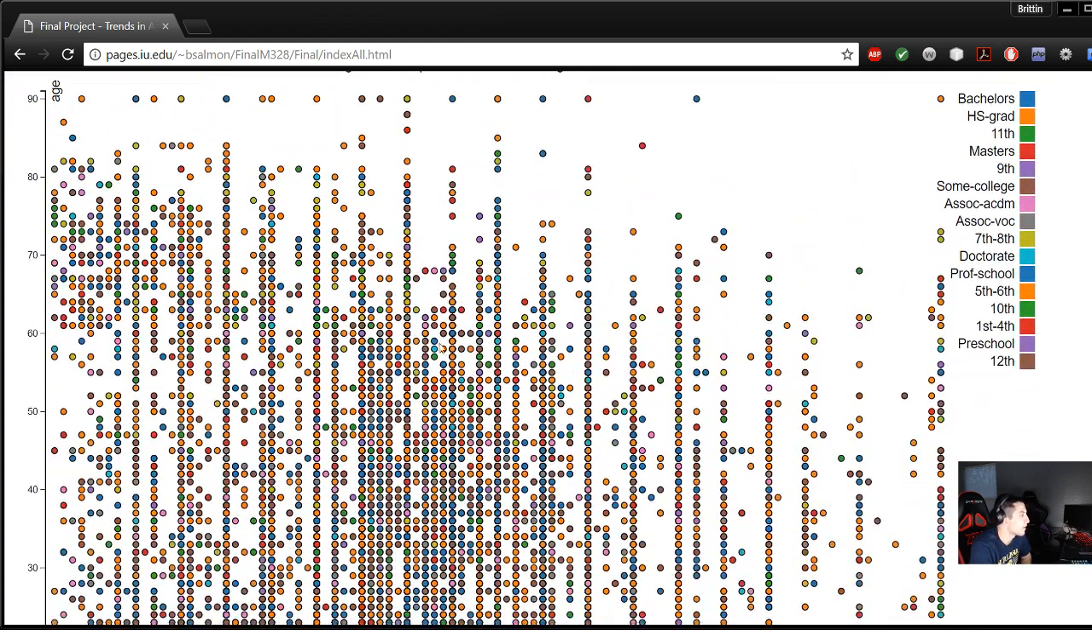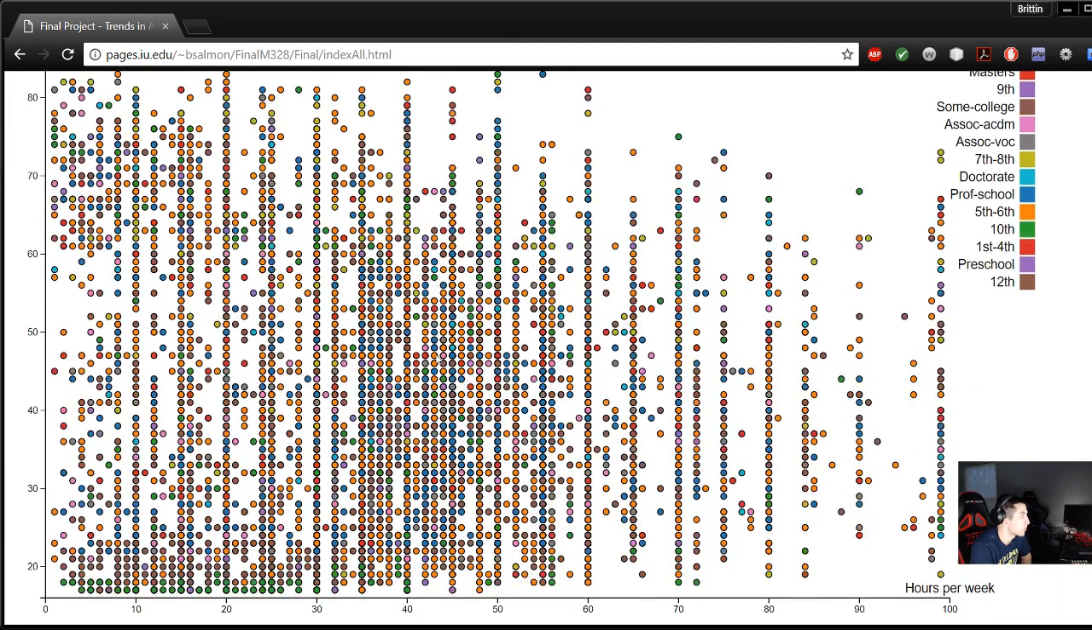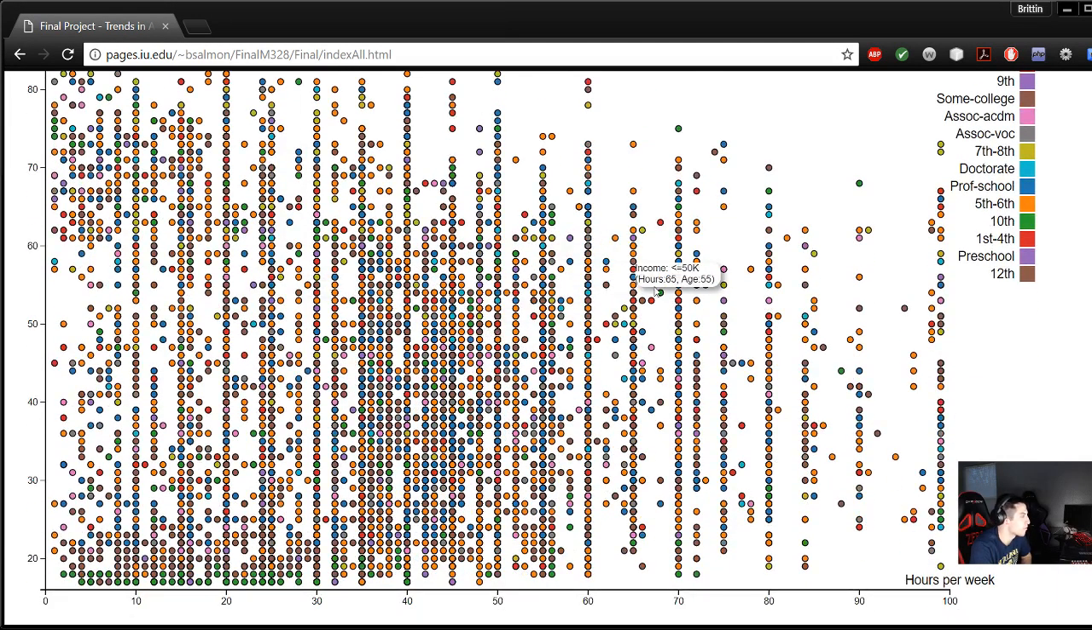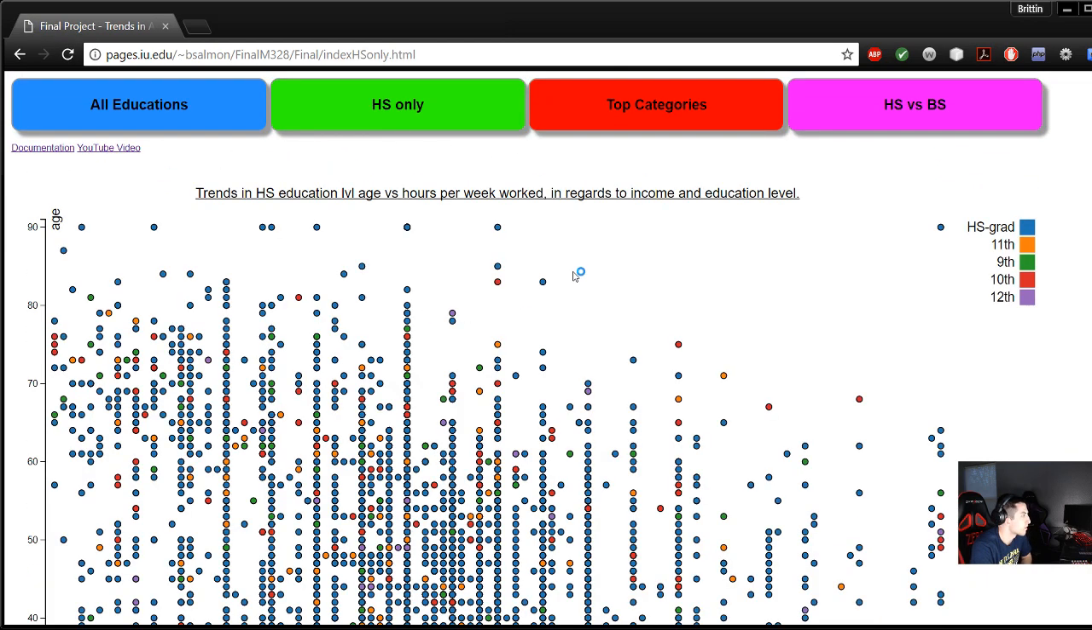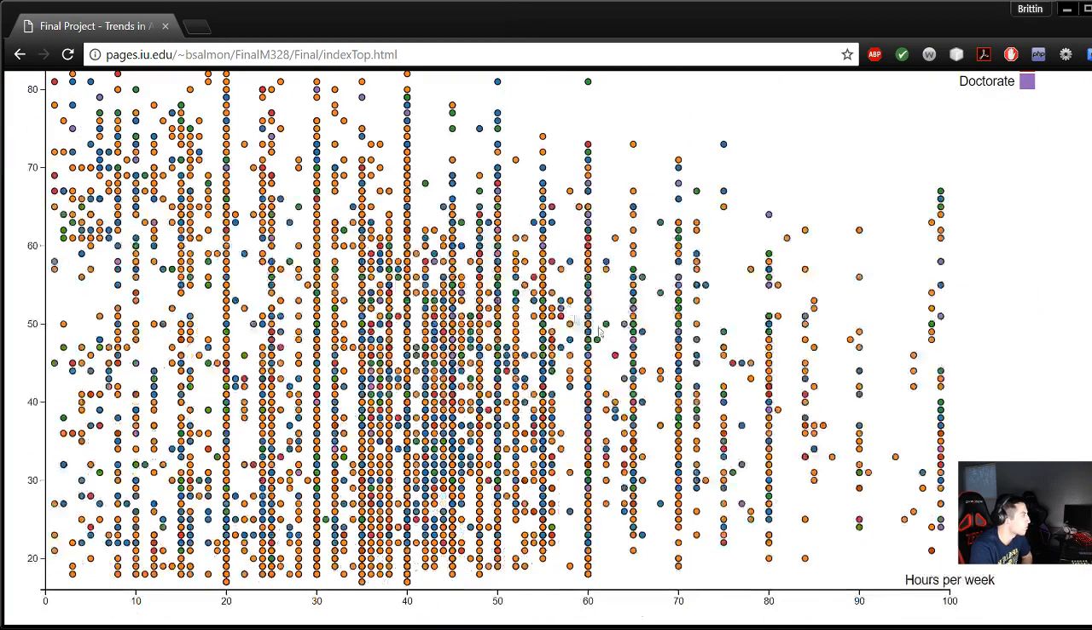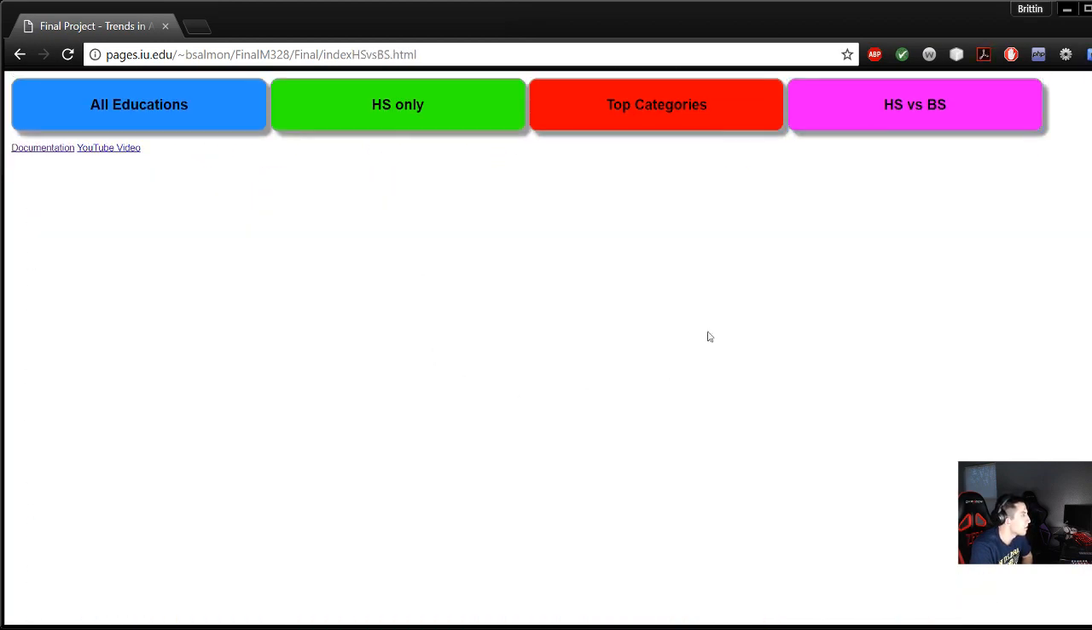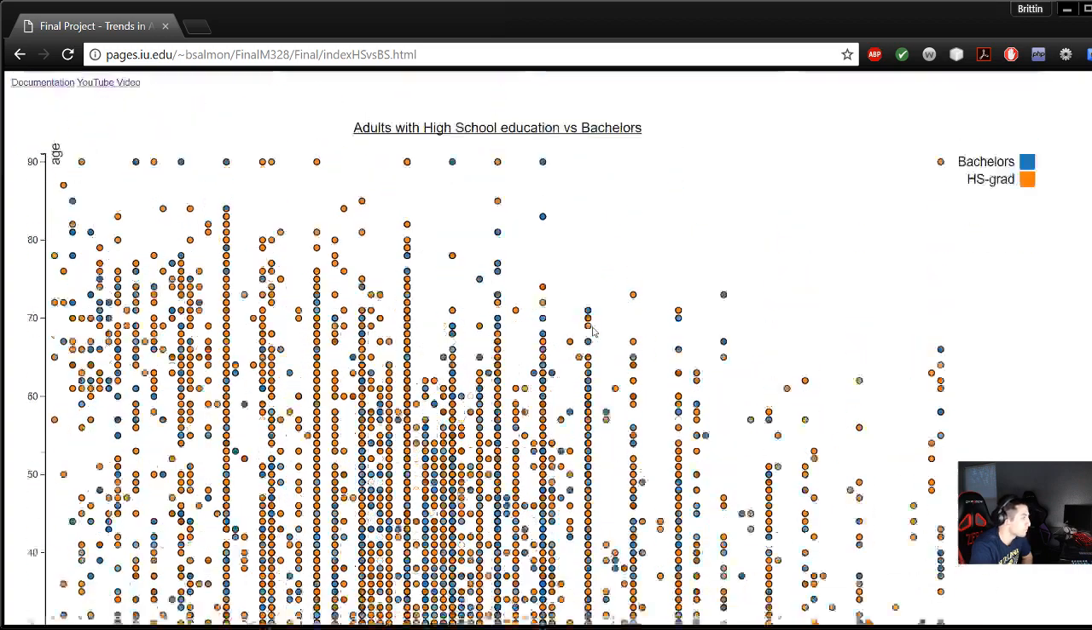This is going to be all the data. You'll see the points are kind of clustered on there. There's a bunch of them. You see a big portion of them in the middle there. When you select through them, it's going to change. So this is going to just show you the high school ones. The top 5 categories will load on this page. And then you have high school versus bachelor's here.